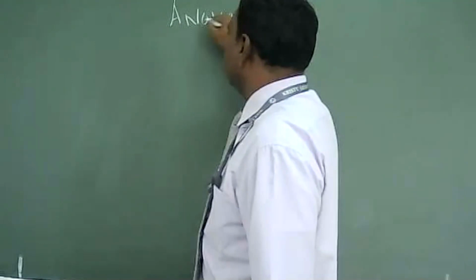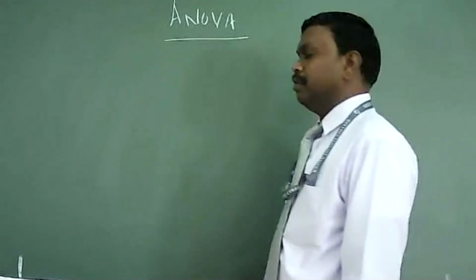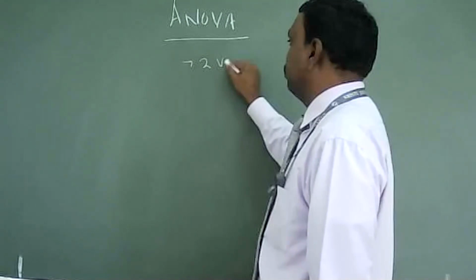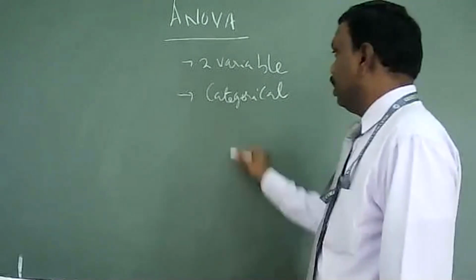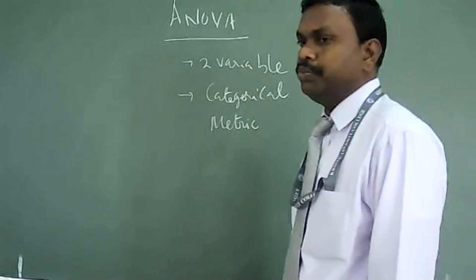Right. So the next one is analysis of variance. When you look at this, it addresses two variables. One is a categorical variable, and another one is metric.